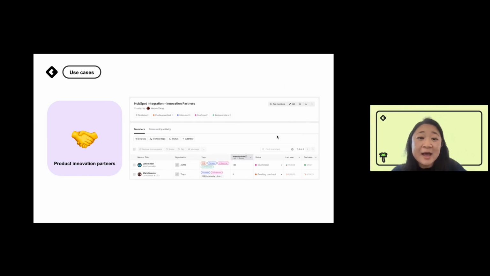And then from there, I added this user to our HubSpot integration innovations partner segment in Common Room so that we can track our partnership and progress over time. And so this user ended up not only giving us great product feedback about his company's different use cases for integrating HubSpot with Common Room, but he also gave us really useful pricing feedback, especially as we took the product to market with other customers.